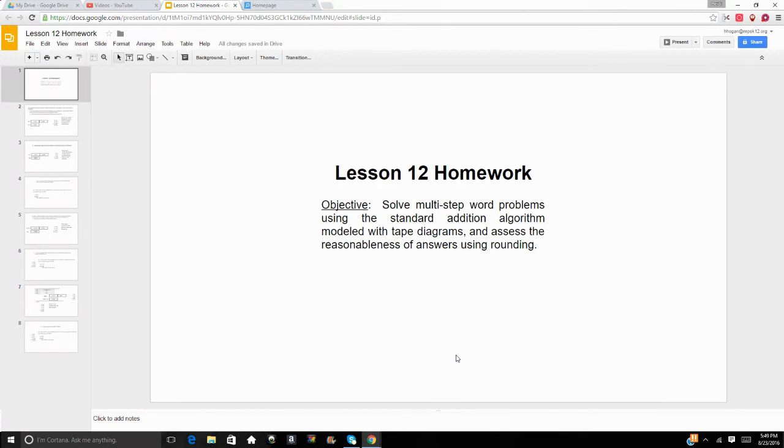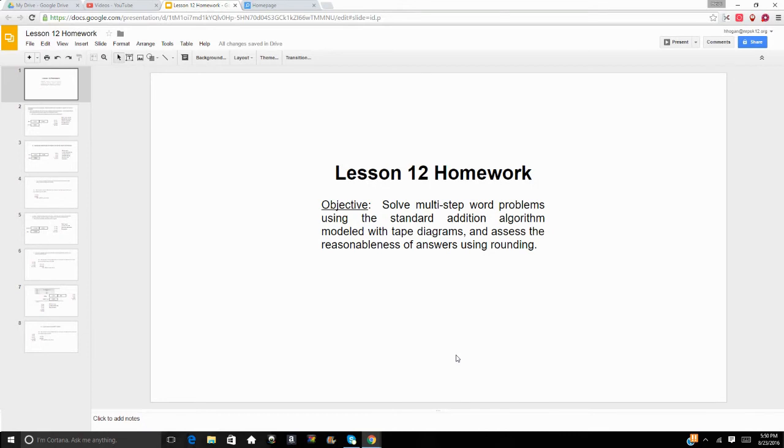I love tape diagrams. They help with any type of problem, with any type of numbers, addition, subtraction, multiplication, division, anything that you're doing. Tape diagrams will be your friend for life. And they're easy to draw, and it really is a great visual model to help you understand different problems. But what we're also going to do is see if your answer makes sense. And this is the number sense part, and we're going to use rounding, which we worked on in previous lessons.